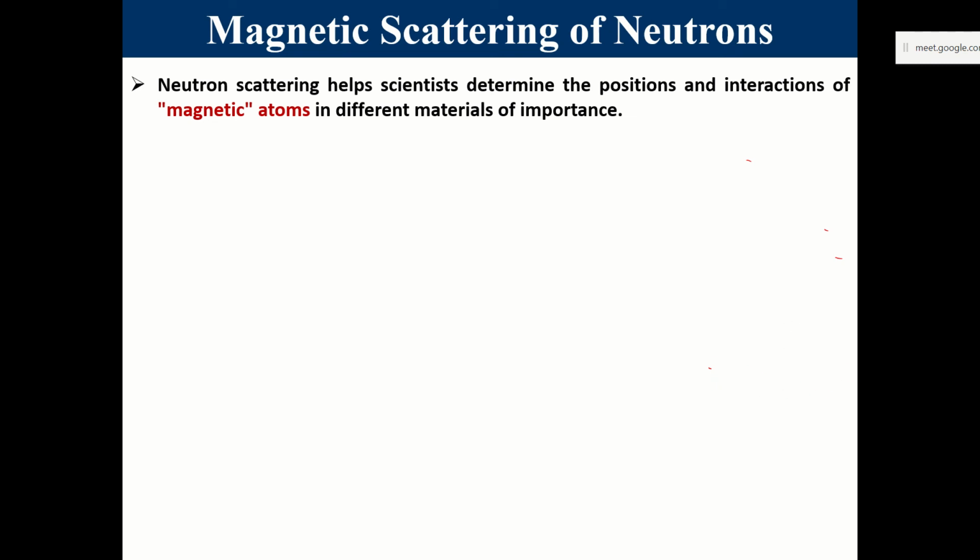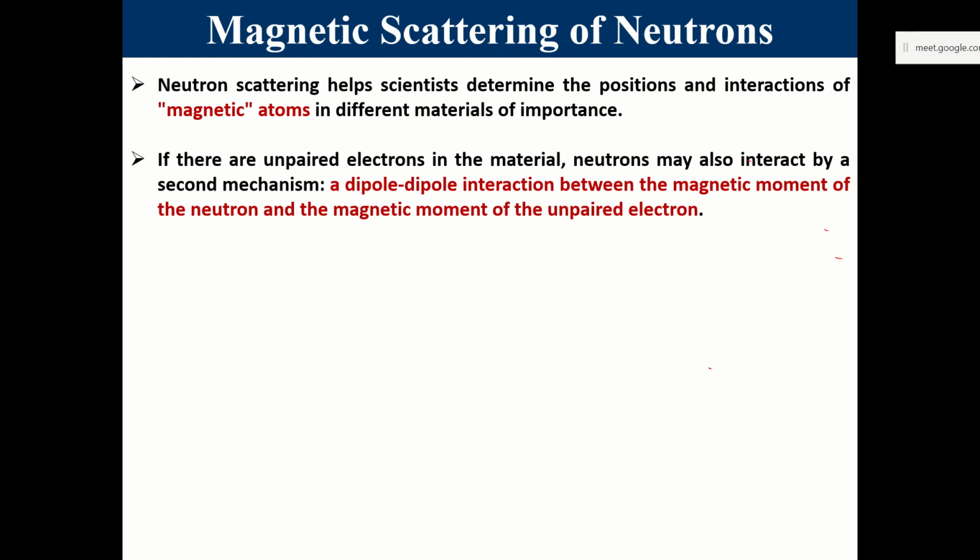That can happen. So that is an interesting point here, that by neutron scattering, neutron diffraction studies, you are also able to know the positions of the magnetic atoms. Because if there is an unpaired electron, an uncompensated spin of the electron, you can expect, in addition to the scattering from the nuclei, scattering due to the magnetic interaction. So dipole, magnetic dipole, one magnet interacting with another magnet.